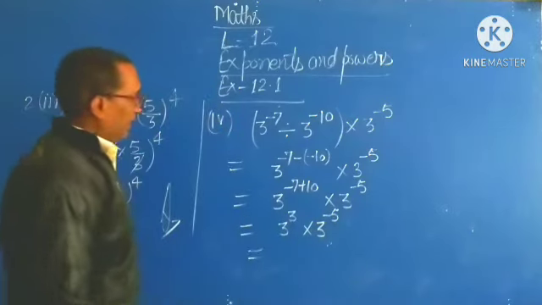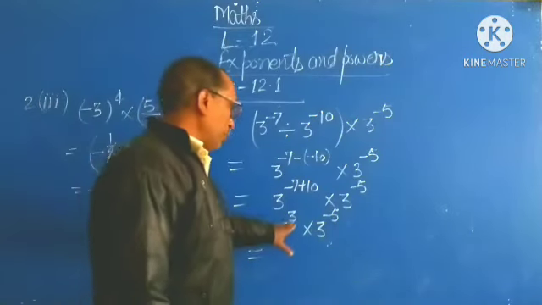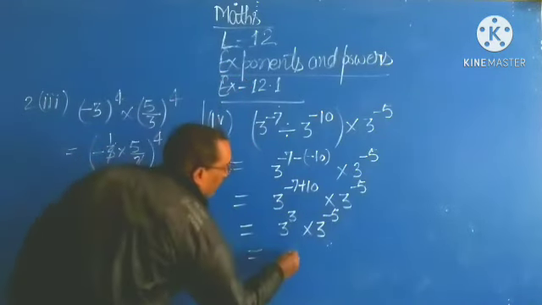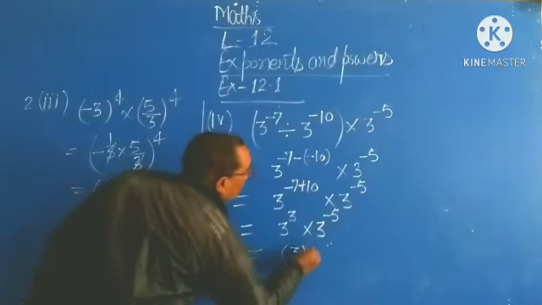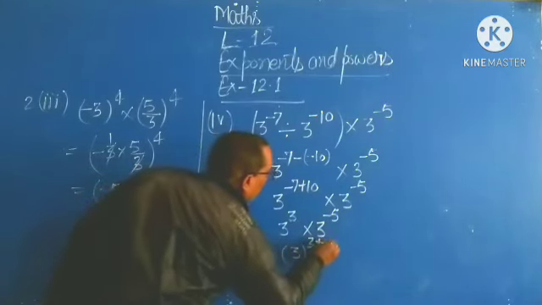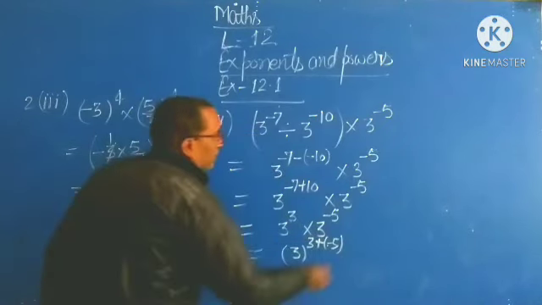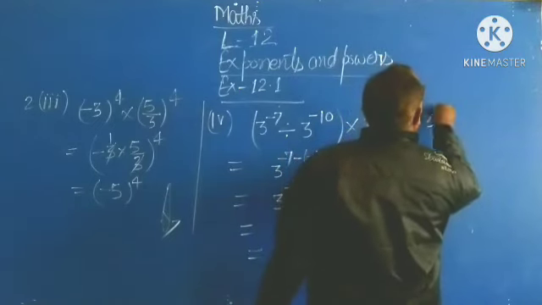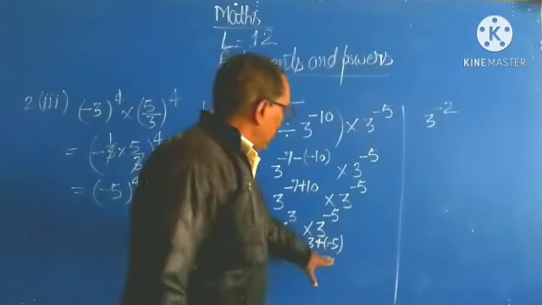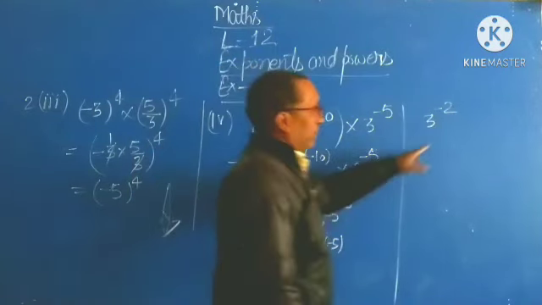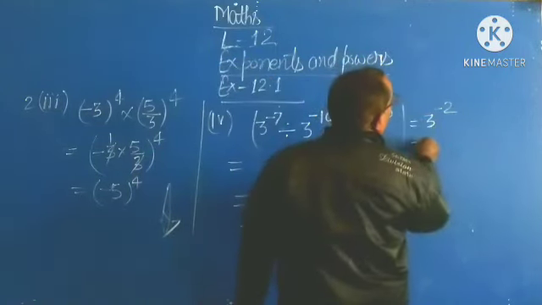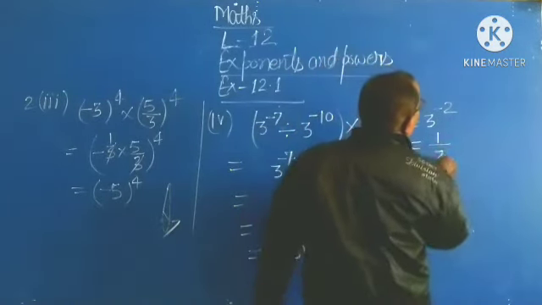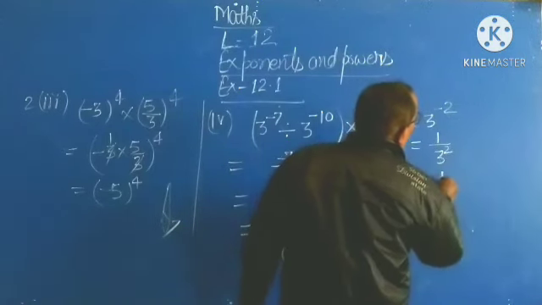You use here the law of exponent a raised to power m into a raised to power n, that is a raised to power m plus n. 3 raised to power 3 plus minus 5. You get 3 raised to power minus 2. When you simplify 3 plus minus 5, you get minus 2. And you write this in a positive exponent. You write down 1 upon 3 raised to power 2. That is equal to 1 upon 9.